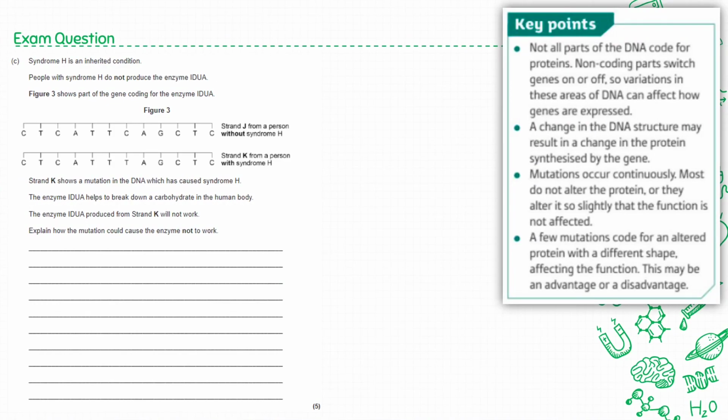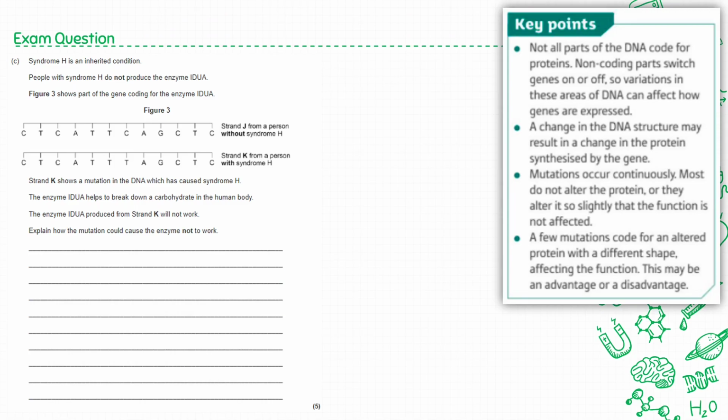In this next question, we're told that syndrome H is an inherited condition. People with syndrome H do not produce the enzyme IDUA. Figure 3 shows part of the gene coding for the enzyme IDUA. We're then shown the strands from a person without syndrome H and a person with syndrome H. Strand K shows a mutation in the DNA which has caused syndrome H.